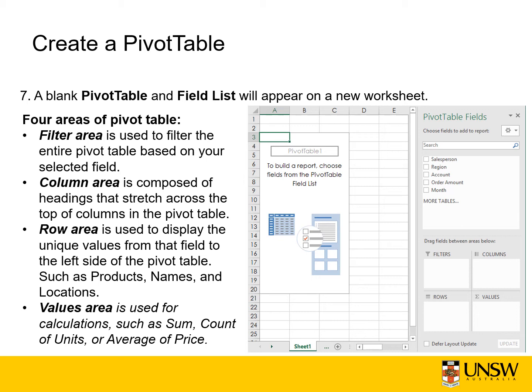Finally, the values area calculates and counts data. The data fields that you drag and drop in this area are typically those that you want to measure, such as sum of revenue, count of units, or average of costs. So it is important that you can decide which fields to add to each area of the pivot table based on the purpose of data analysis.